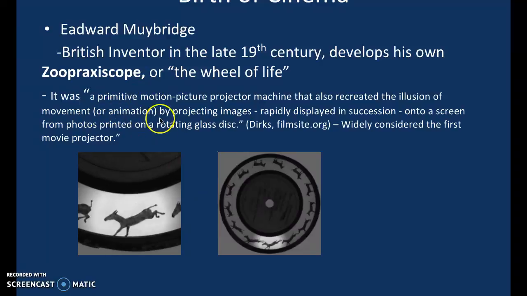I'm just going to read you a little excerpt here. A primitive motion picture projector machine that also created the illusion of movement by projecting images rapidly displayed in succession onto screens from photos printed on a rotating glass disc. So it was really cool stuff. And so this was able to be projected on a wall or a screen, and it kind of gave it a little bit of a better effect than the phanatoscope.